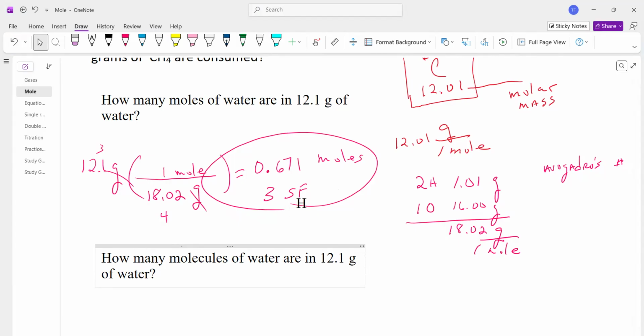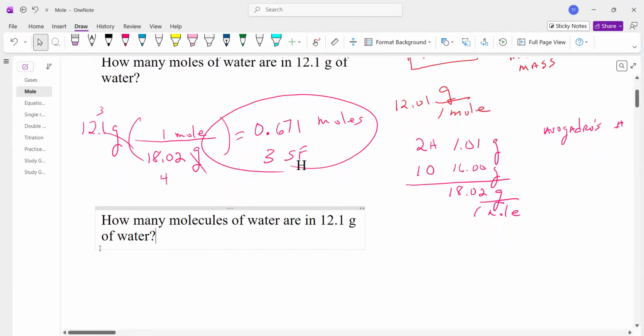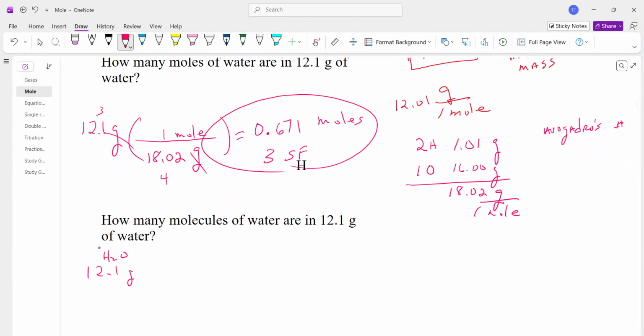How many molecules of water are in 12 grams? Okay. Same approach. What's given? Same thing, 12.1 grams. Now I'm going to put water up here, because next Friday, you're going to be required to put H2O in our calculations above the number. Okay, and what are we trying to calculate?